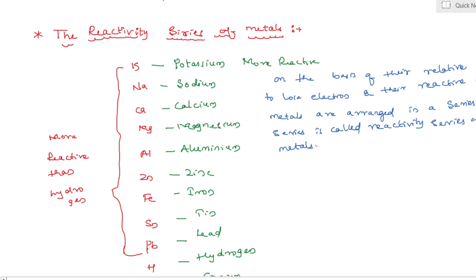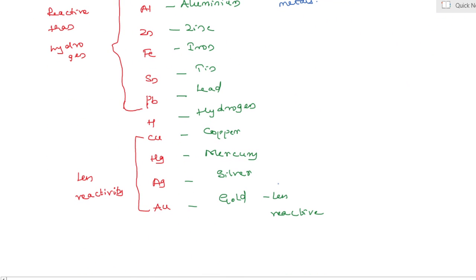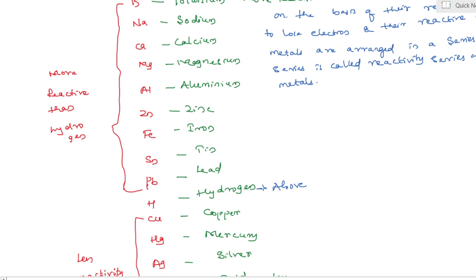Yes, my dear students, on the basis of their relative tendency to lose electrons and their reactive nature, metals are arranged in what? A series. This is called reactivity series of metals. Here, the metals that are placed above hydrogen are called what? More reactive elements, and the metals that are placed below hydrogen are least reactive metals.